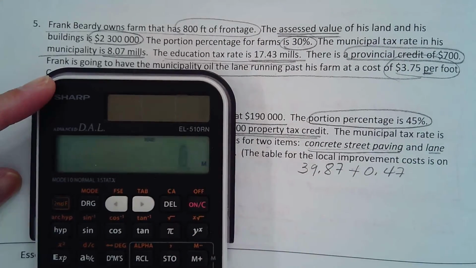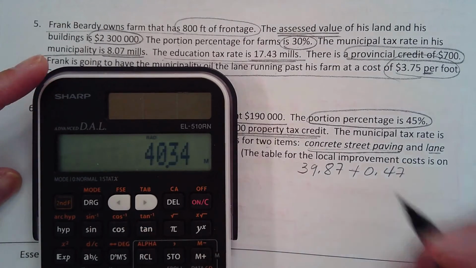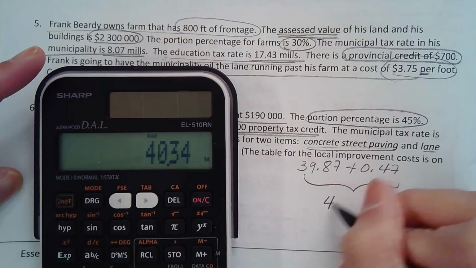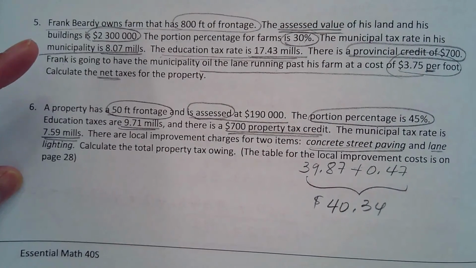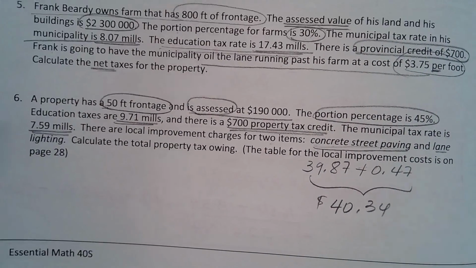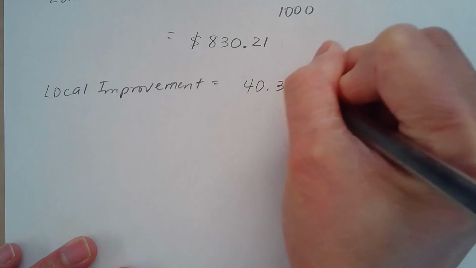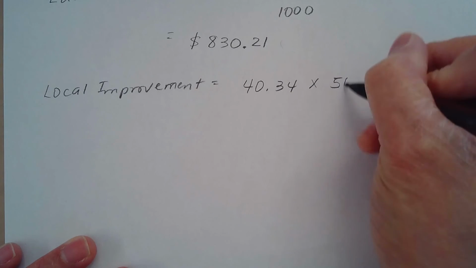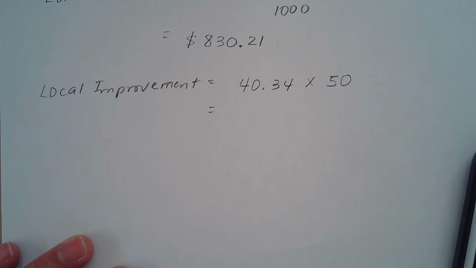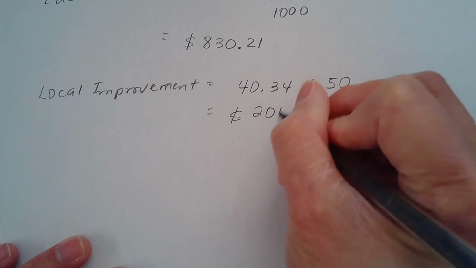Okay, so 39.87 plus 0.47. This adds up to $40.34 per foot. So it's going to be $40.34 per foot times how many feet? It says 50 feet. Ooh. So 2017.